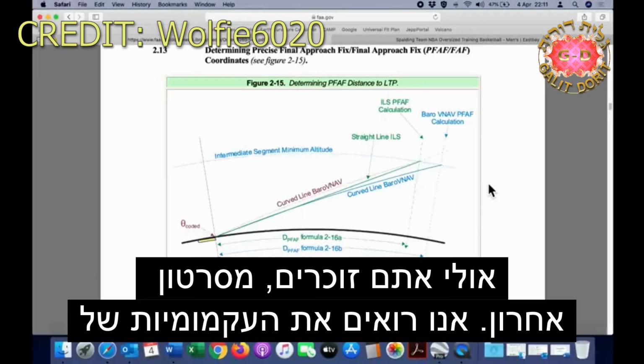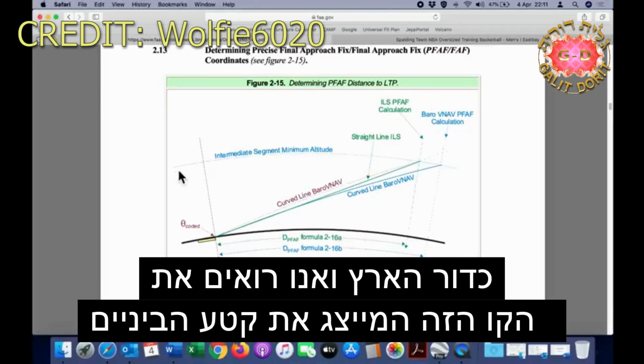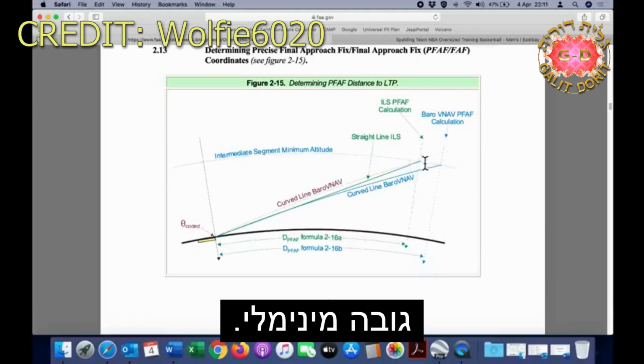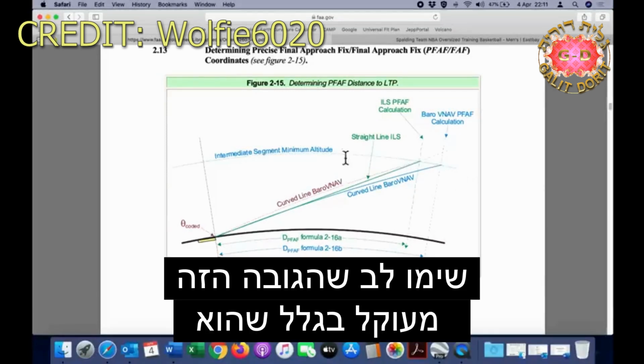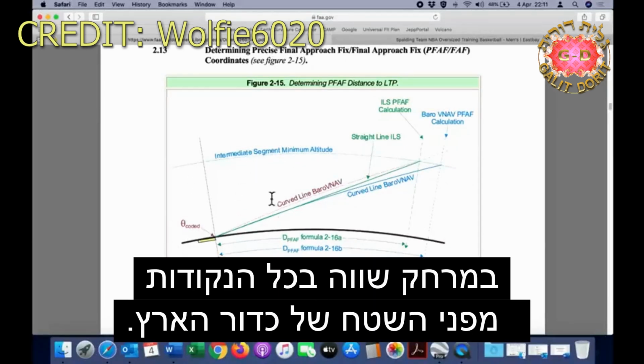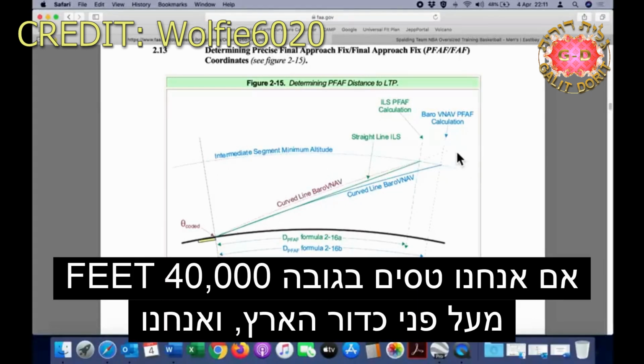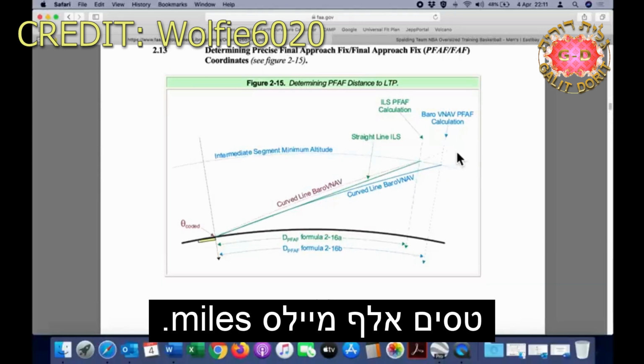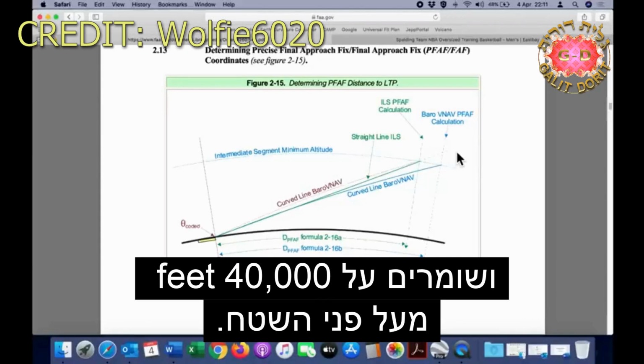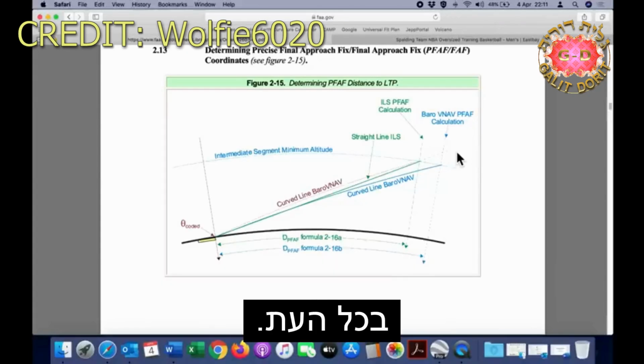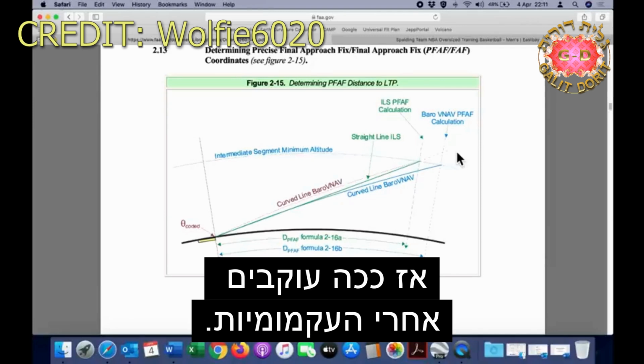Here is a diagram you may remember from a recent video. We see the curvature of the Earth, and we see this line representing the intermediate segment minimum altitude. You will notice that that altitude is curved also, because it is equidistant at all points from the surface of the Earth. If we are flying at 40,000 feet above the surface of the Earth, and we fly for 1,000 miles, maintaining 40,000 feet above that surface at all times, we must have followed the curvature.